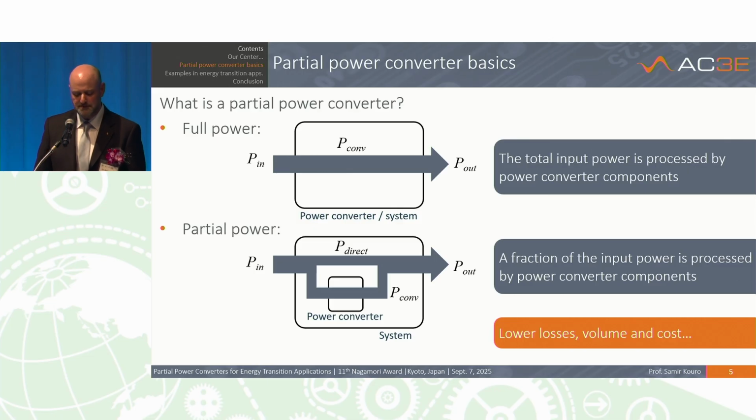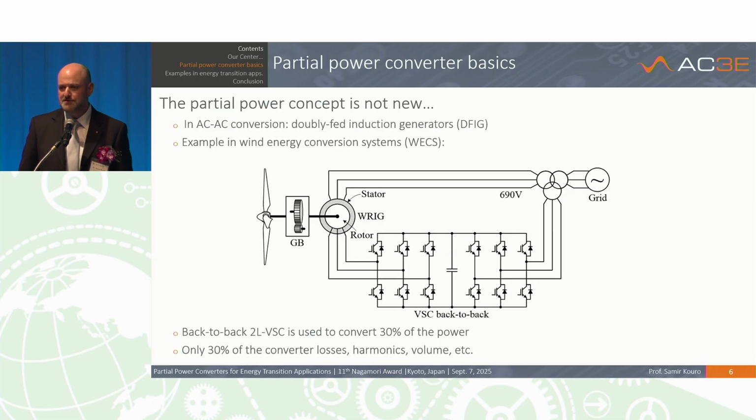Those are the losses. A partial power converter is a way smaller converter, and we have then a direct power flow path that doesn't go through the electronics. And because of that, we have fewer losses. It's also smaller, and it can also be less expensive. This is not new in the sense that this already existed for AC systems.